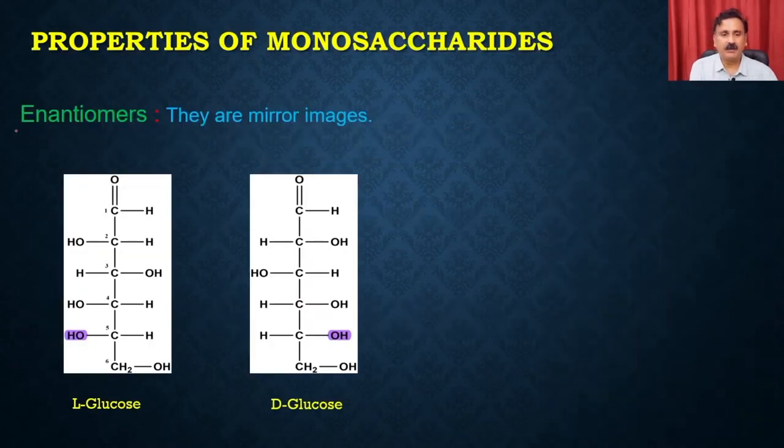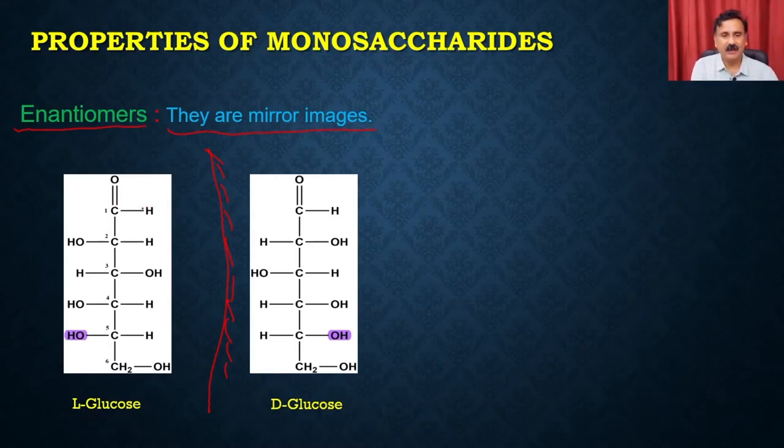Now, one of the stereoisomers is the enantiomers. Enantiomers are mirror images of each other. So if you keep a mirror here, what you will see in this one is the mirror image of this. You know that all the groups are going to be flipped by 180 degrees.